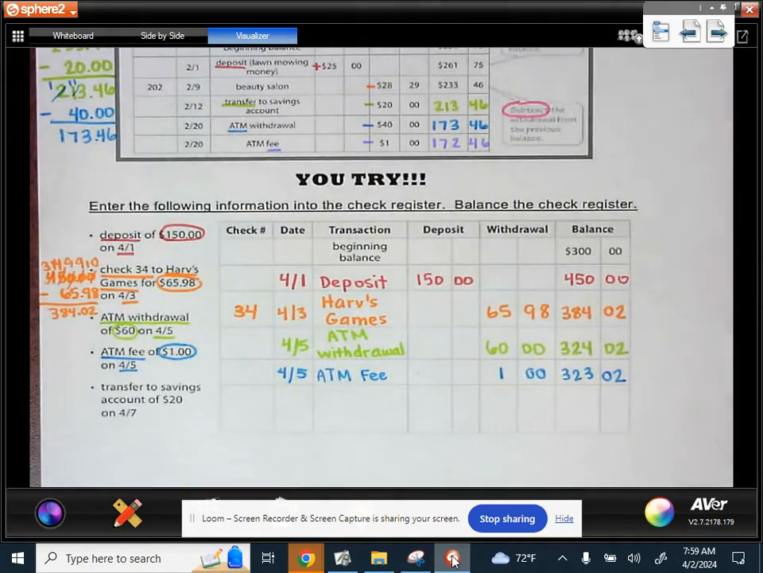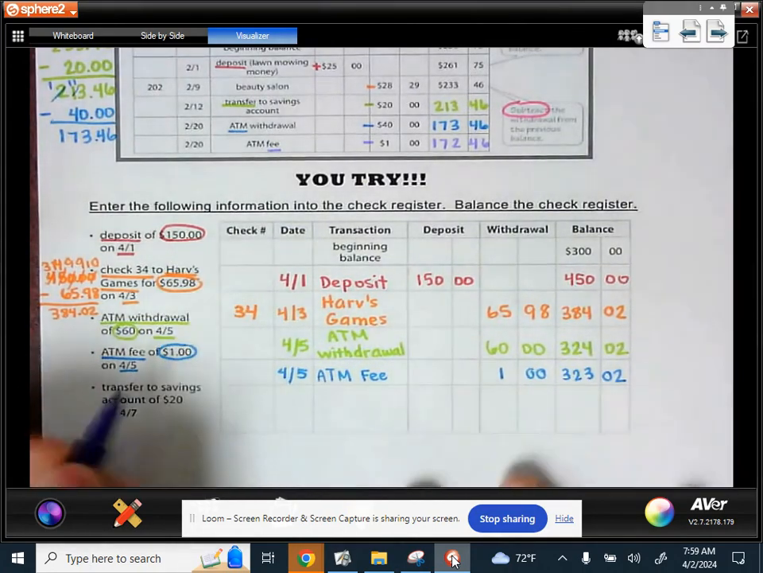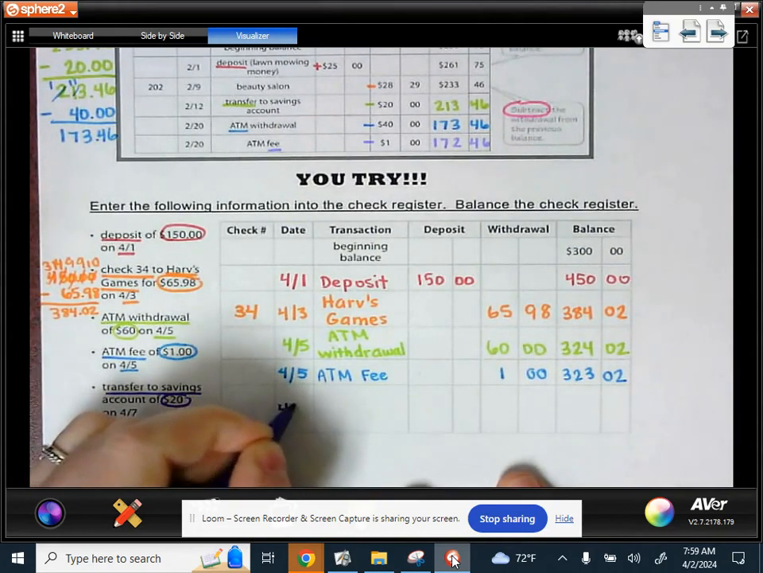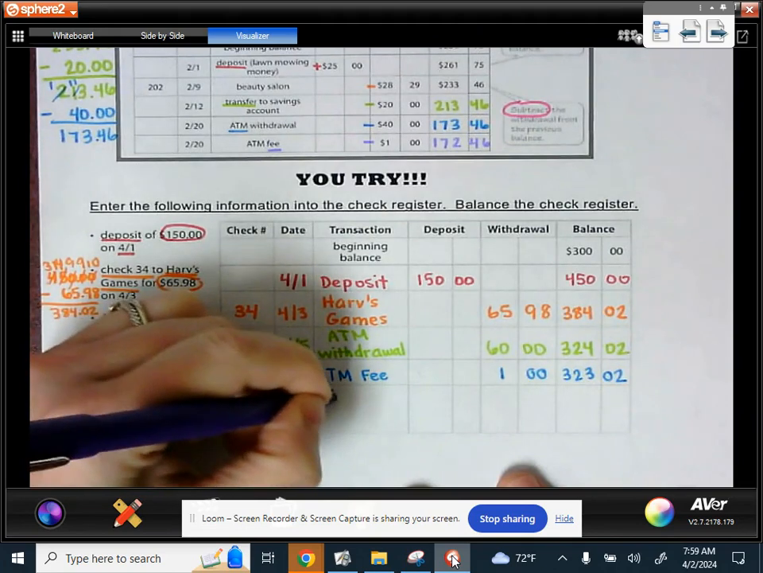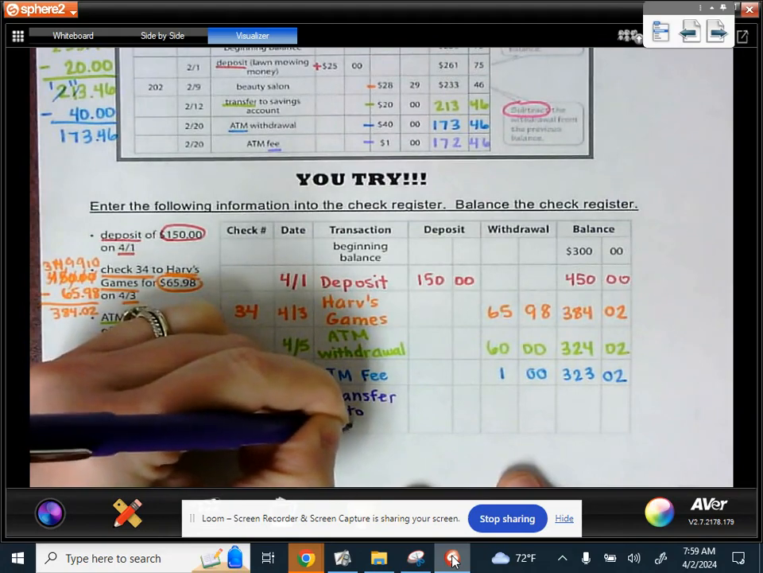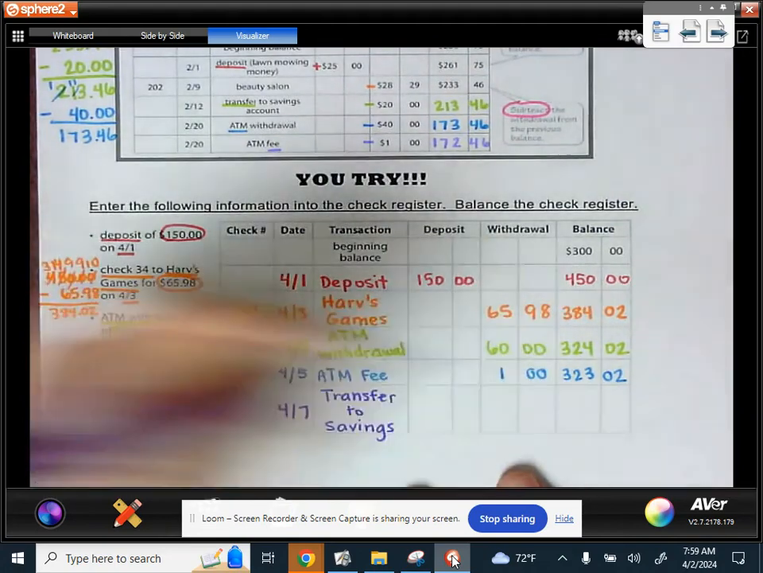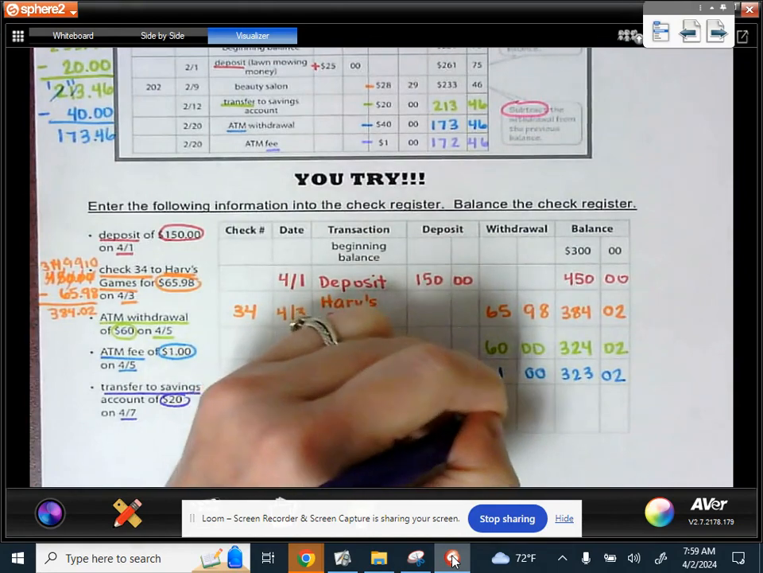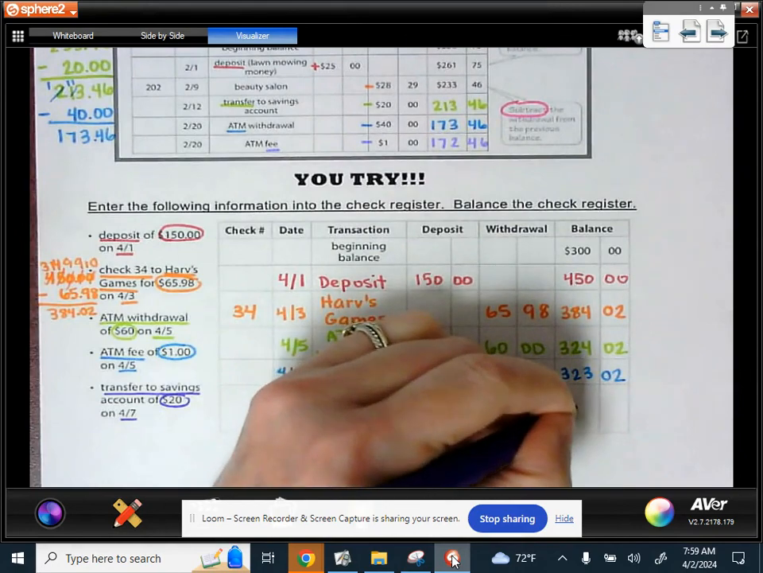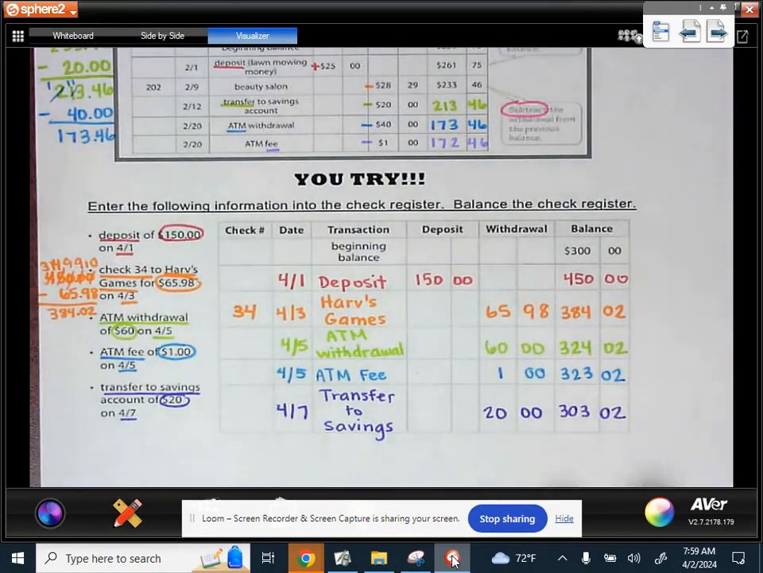And then our last transaction here is a transfer to savings of $20 on 4/7. And I would just put transfer to savings. Because when you look back at your check register, you want to know what you spent the money on or where the money went. So you want to have that description. And it was $20. So if we had $323, we now have $303.02. And you have an assignment today that's very similar to that. So hopefully that made sense to you and you can rewatch that if you need to.